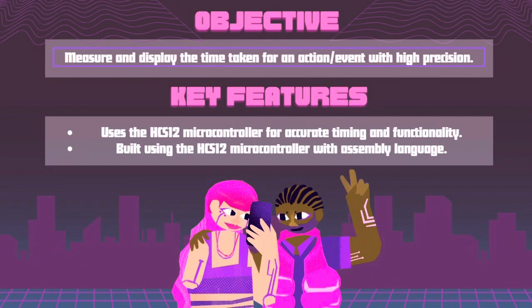Next, let me walk you through the objective and key features of the Speed Tester project. For the objective, the primary goal of this project is to measure and display the time taken for an action or event with high precision. This makes it highly useful for performance analysis, whether in educational, experimental, or practical applications.